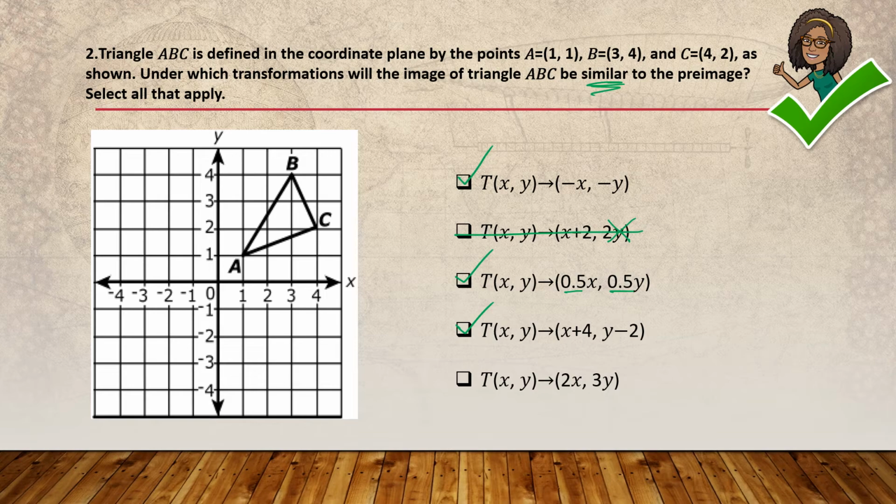The last one says that we are using a scale factor that's different for the x and y because the x and y are undergoing two different types of transformations. For the scale factor, we cannot include this last one. So we have the first, the third, and the fourth one as our similar transformations.